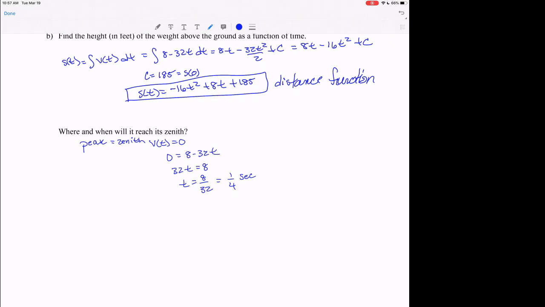So now I want to find s of 1/4. So that's 8 times 1/4 minus 16 times 1/4 squared plus 185. So that's going to equal 2 minus 1 plus 185 equals 186 feet. So the zenith of this rock, or the peak of the rock, will be at 186 feet. Okay?